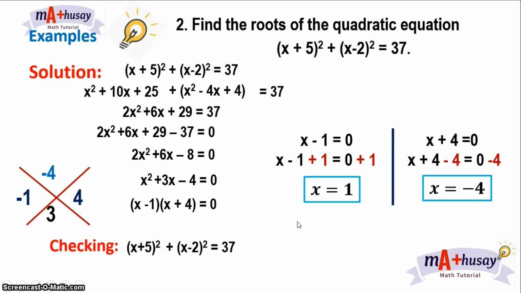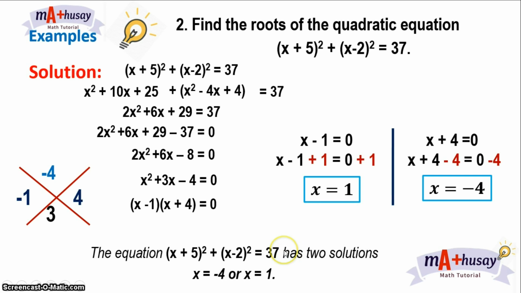How about when x is equal to negative 4? When you substitute negative 4 with x, negative 4 plus positive 5 is 1. 1 squared is 1. So negative 4 minus 2 is negative 6. When you get the square of negative 6, it's positive 36. So 36 plus 1 is still 37. So therefore, the solutions of the equation x plus 5 squared plus the quantity of x minus 2 squared equals 37 are -4 and +1.